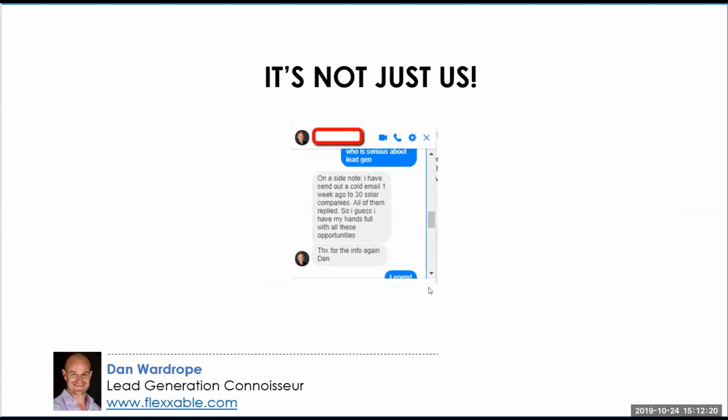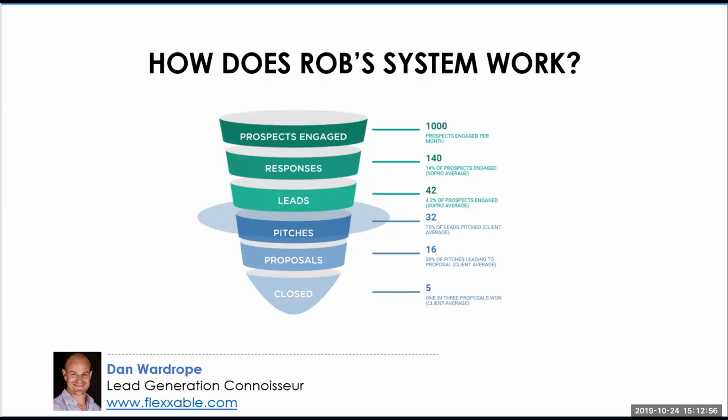Okay, this is one of our recent students who's joined our mastermind program, and he sent out one cold email to 30 solar companies regarding the pay per lead offer, and every single one of them got back. So he has a handful with all these opportunities. So this is not even with Rob's templates and his expertise. This is just someone putting together a quick template and reaching out, and that's the kind of results that you can get. It's exciting. So Rob, how does your system work?